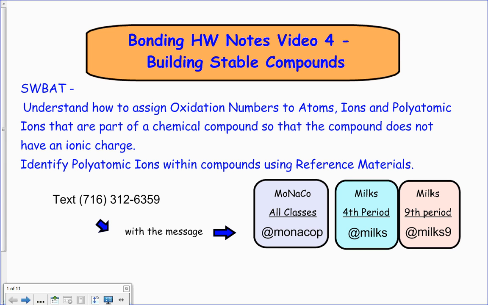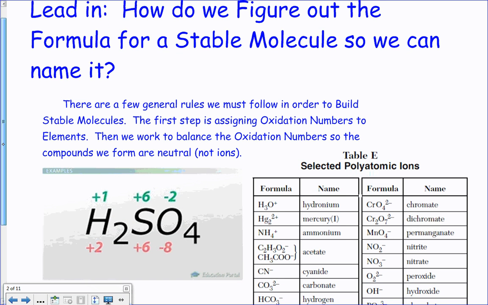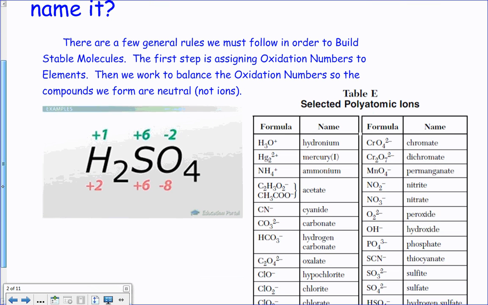Video 4, building stable compounds. We are going to use these pesky oxidation numbers, which are in the top right-hand corner, to figure out how many of each atom I need to get a stable compound. Okay, so where do we get them from? Well, we get them from the periodic table, and they have to equal 0 when we're done.